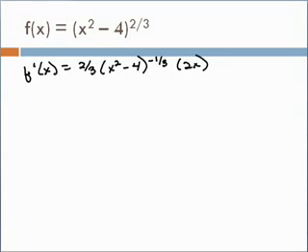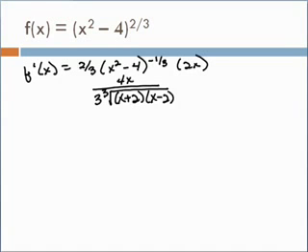So 2 times 2x is going to give us a 4x. And in the denominator, we're going to have a 3 times the cube root of x squared minus 4. I'm going to change that x squared minus 4 to (x plus 2)(x minus 2), because what we use this derivative for is to find the critical points.